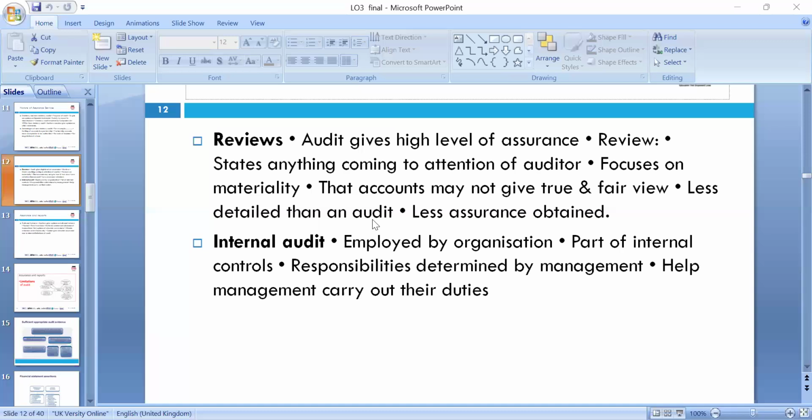Internal audit is employed by the organization and is part of internal control, with responsibilities determined by the management, and it helps the management carry out their duties.